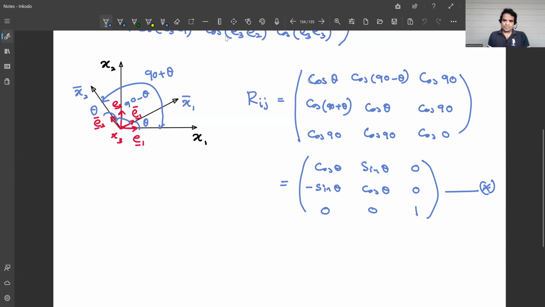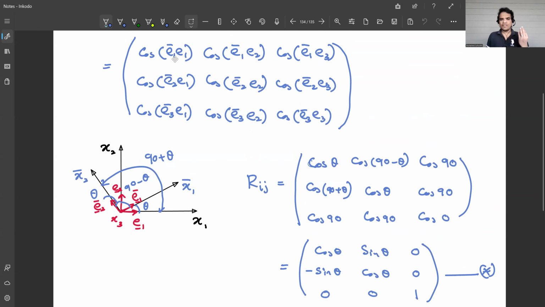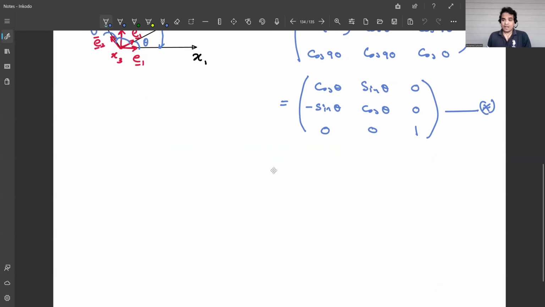In the last video, we discussed how to calculate the rotation matrix in any general case. I told you that in every case you just have to find the corresponding angles, that means the angles between the bar and unbar vectors. If you find the angles, then you can calculate the rotation matrix, even in a complicated case.